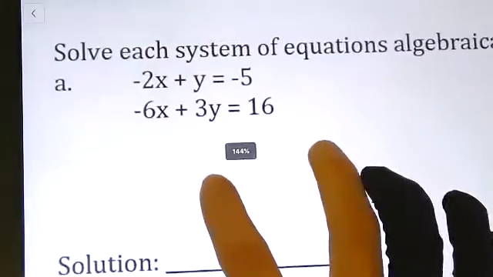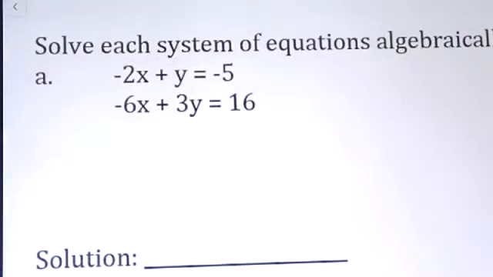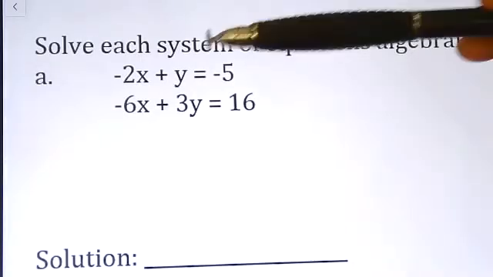So it says to solve these systems algebraically. Algebraically just means don't do it by drawing a graph, okay? So there's two main ways to solve a system, graphically on a graph or algebraically. And algebraically means without a graph, so that would leave you with either substitution or elimination, okay?